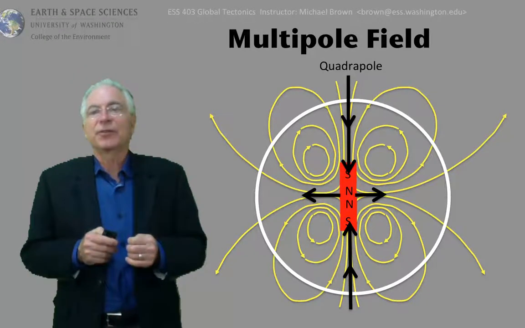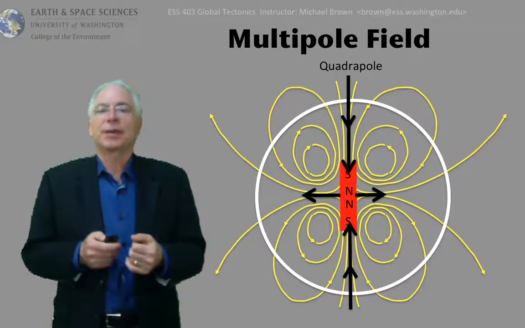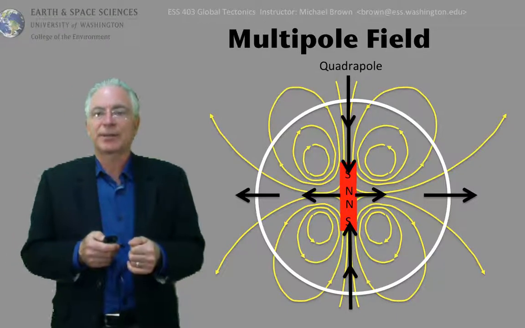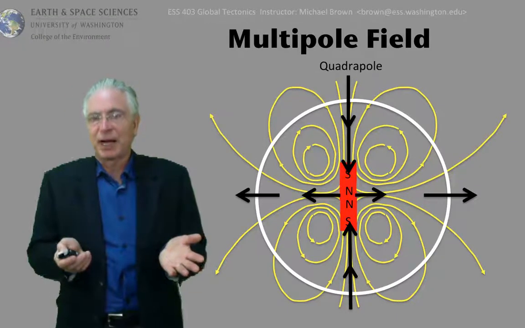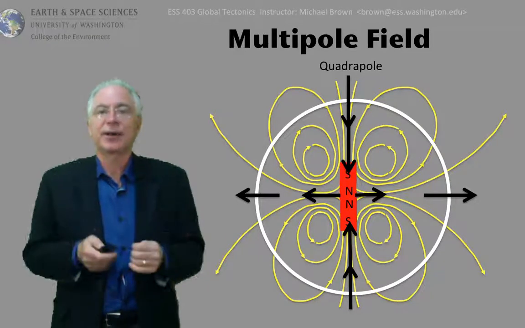Okay, so at the Earth's surface, the direction of the magnetic field is vertical and inward at the poles. It's vertical and outwards at the equator. Remember, for a dipole at the equator, the magnetic field lines were horizontal. Here they are vertical.